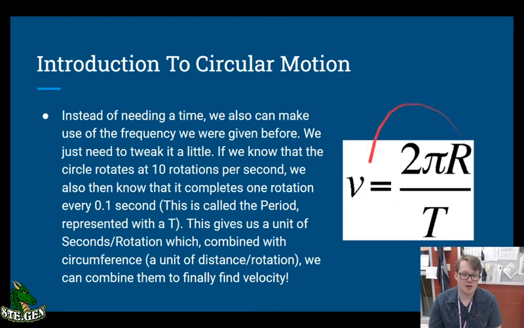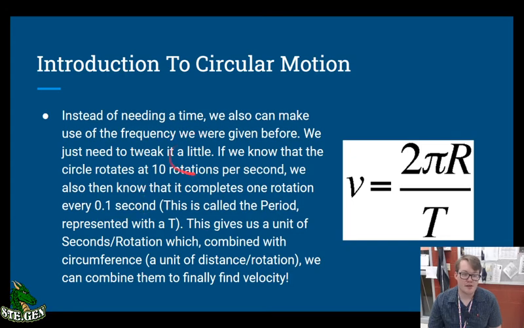So this is going to be our equation we use. I know this r is capitalized, but normally we would do it lowercase. Velocity is equal to 2 pi r, so that's the distance, over T. Now, instead of it being a lowercase t for time, this is actually supposed to be a capital T. This is because it's called a period.